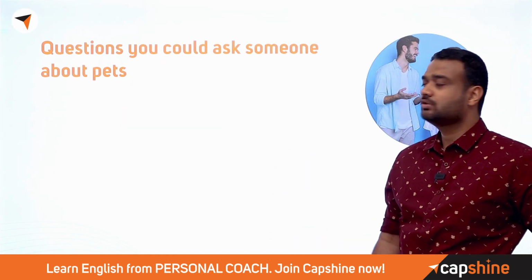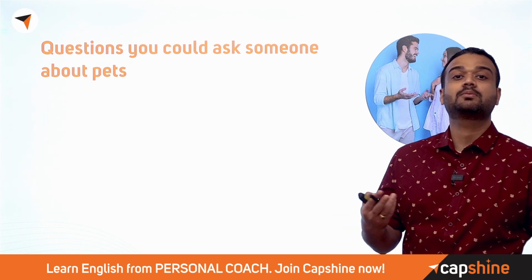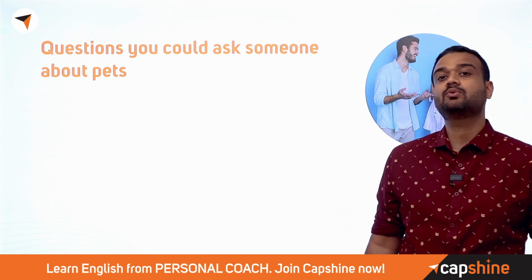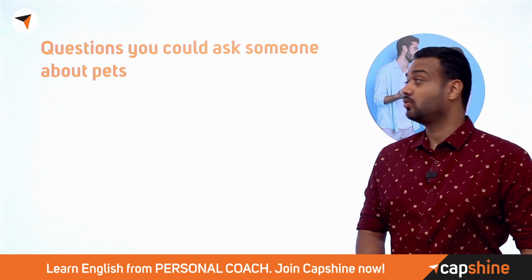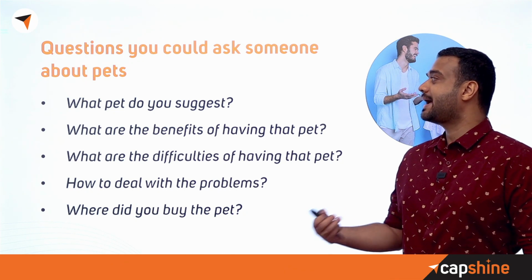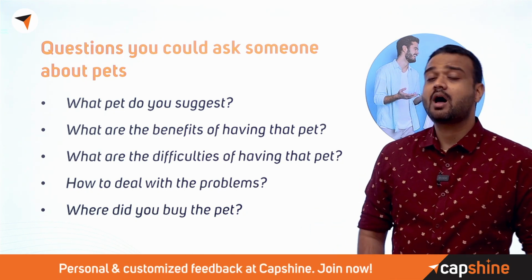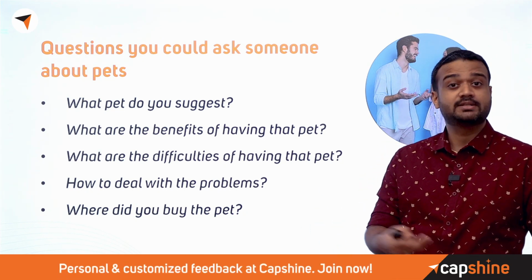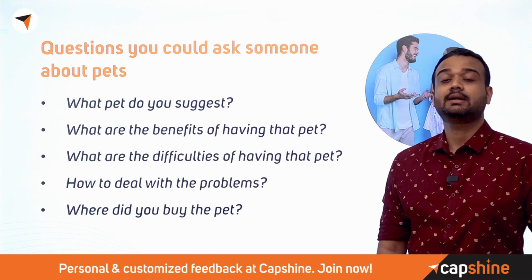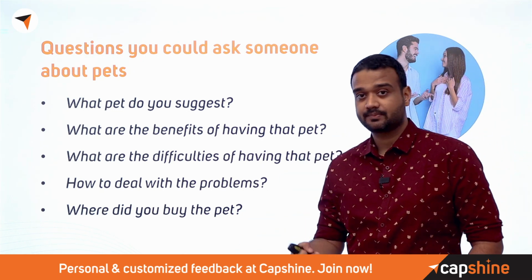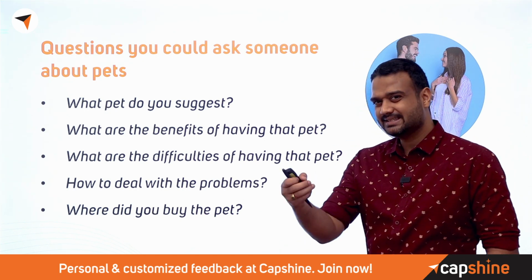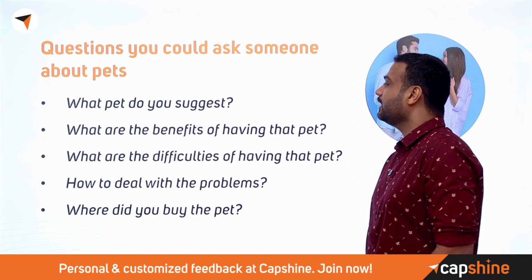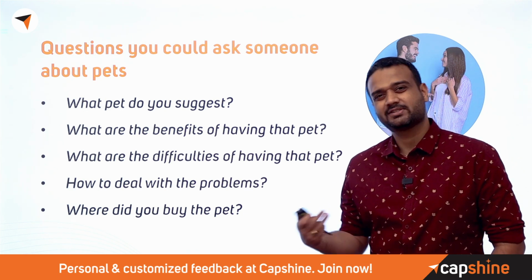The next thing you could do is have conversations about pets that you could suggest. If you're talking to someone who has a pet and you want to get into having pets, then probably these questions could get the ball rolling. For example, what pet do you suggest? A good answer could be, I would suggest that you try having a cat first, and you could give your reasons why. So insert the pet name as required. What are the benefits of having that pet? So what are the benefits of having a cat?